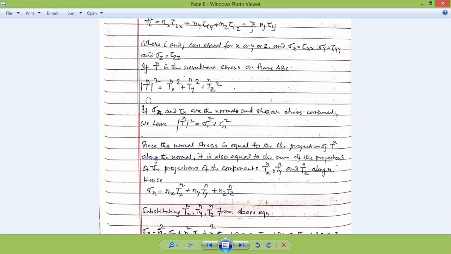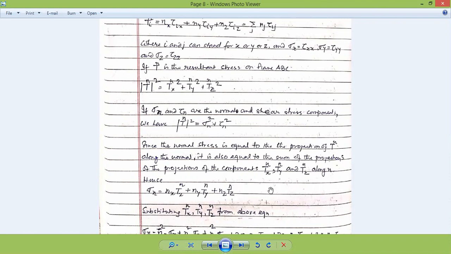Now this force Tn may not be exactly normal over the face ABC. It may have some component sigma n and some component tau n, which are the normal stress and shear stress acting over the plane ABC resulting from Tn itself. So Tn squared is equal to sigma n squared plus tau n squared. So there are two ways we are referring to T: one in terms of Tx, Ty, Tz, and another in terms of sigma n and tau n. But we are supposed to calculate the value of sigma n using these two equations.